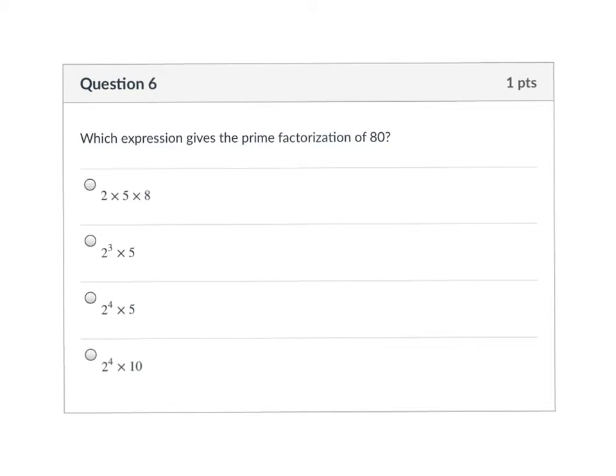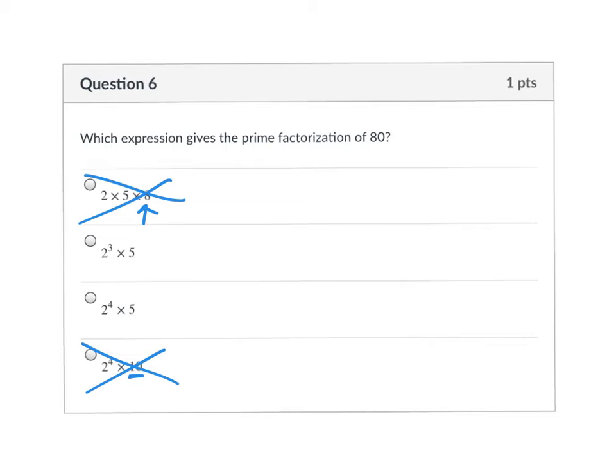Which expression gives the prime factorization of 80? So I'm going to eliminate some answers right away, as they do not have only prime numbers. This answer here has 8 in it, and 8 is not prime, so that cannot be a prime factorization. This answer here has 10 in it. That's not prime, so that cannot be the prime factorization either.